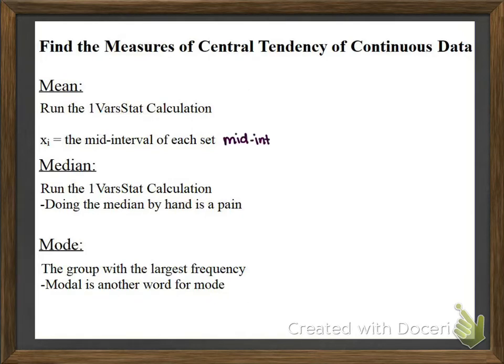So the mid-interval is just your lower bound of that inequality plus the upper bound divided by 2. So you find the mid-interval of each group. That's what you're putting in as your x values in L1. Frequencies go in L2, and then run your 1-bar stat like usual. Median, same thing. 1-bar stat, doing it by hand is a pain. Scroll down to the median, and then modal or mode is the group with the largest frequency.